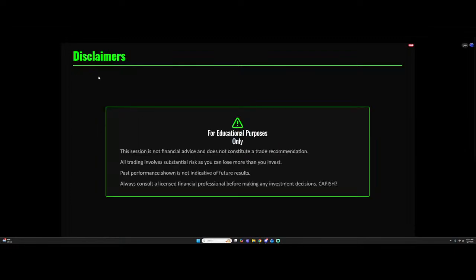So, as always, there's going to be a disclaimer, right? This is for educational purposes only. This is not financial advice and not a trade recommendation. You know this, trading has risks. You can lose. Past results really don't guarantee anything. So, now that that's out of the way, let's talk framework.